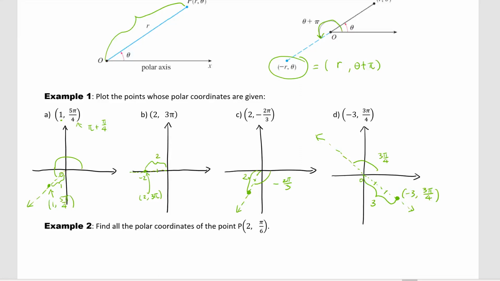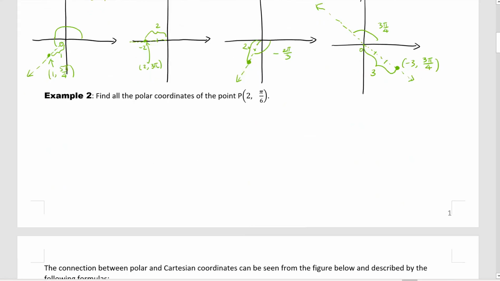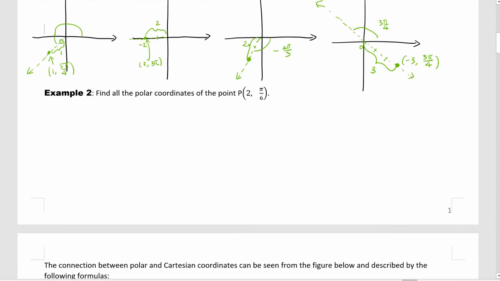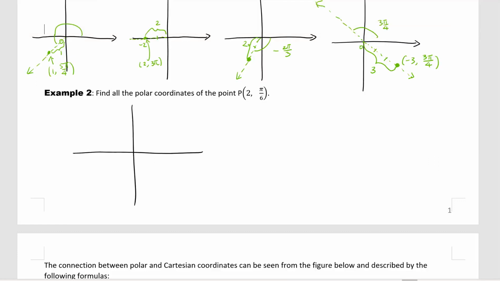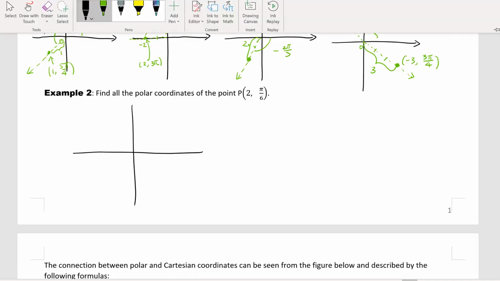Okay, so this is about, given the polar coordinates, how do we plot on the xy plane? Okay, let's look at example 2. Find all the polar coordinates for the point 2 and pi over 6. Okay, so let's draw pictures. So first we look at the angle. We always look at the angle first.